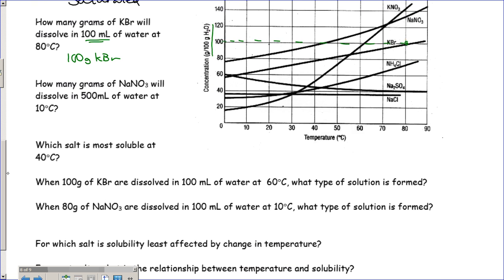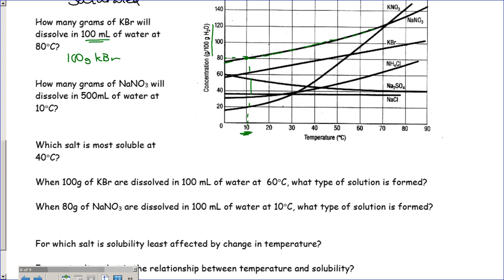It says, how many grams of sodium nitrate will dissolve in 500 milliliters of water at 10 degrees Celsius? So we're going to find 10 degrees Celsius. We are going to look for the sodium nitrate curve that's way up here, and we're going to follow that 10 degrees up. Boy, that's right at an intersection. That's nice. It's clear that we can dissolve 80 grams of sodium nitrate.